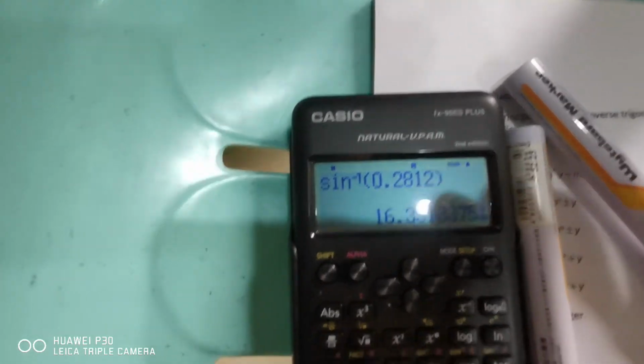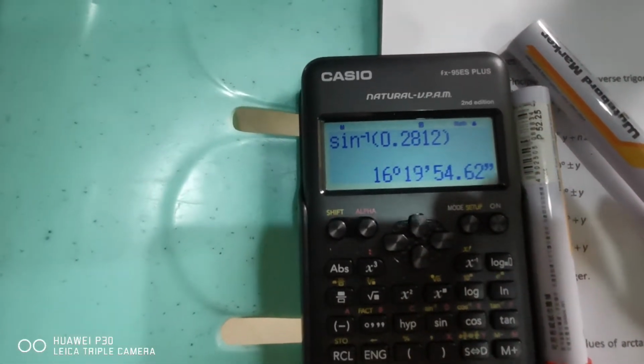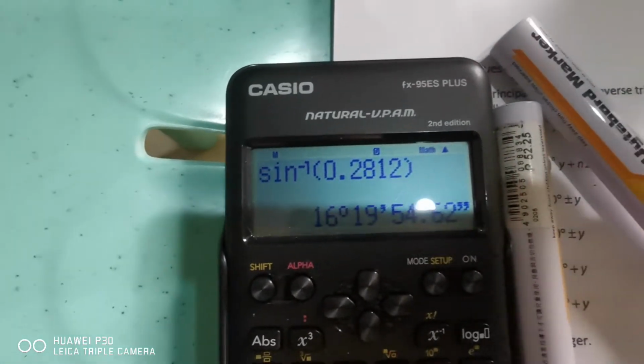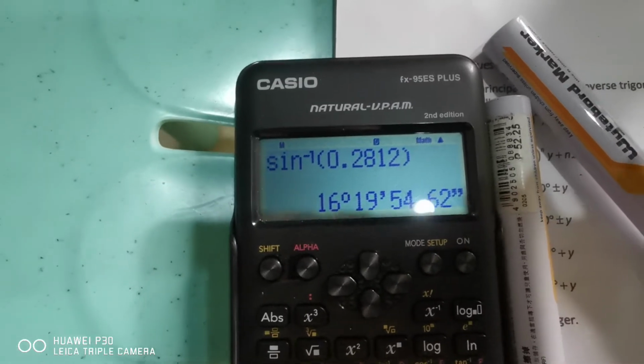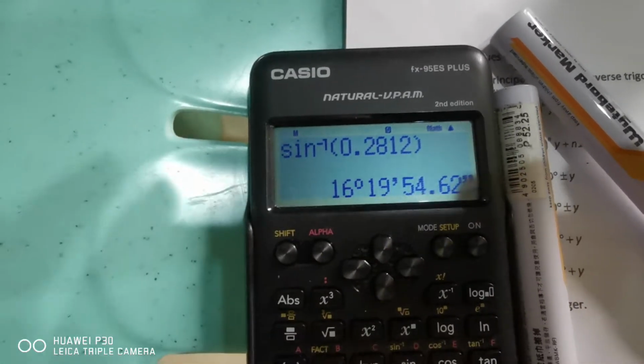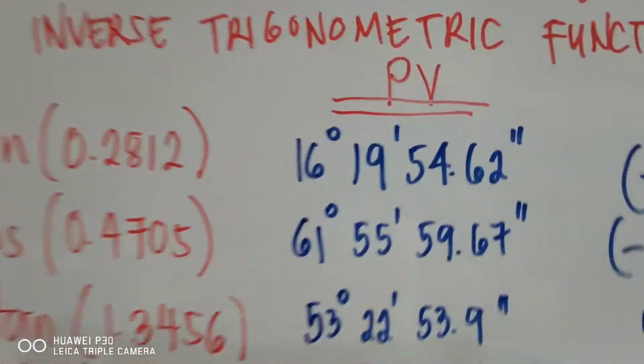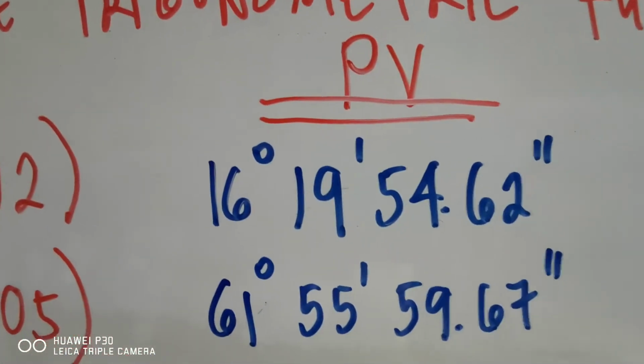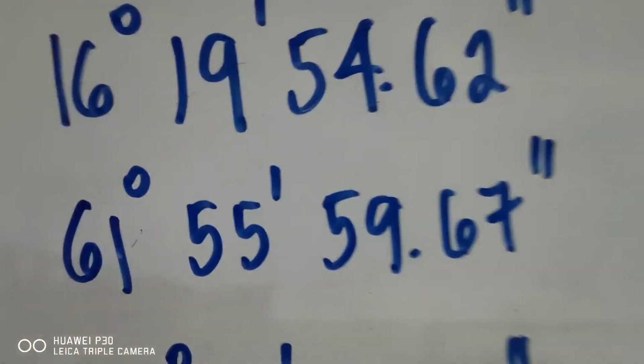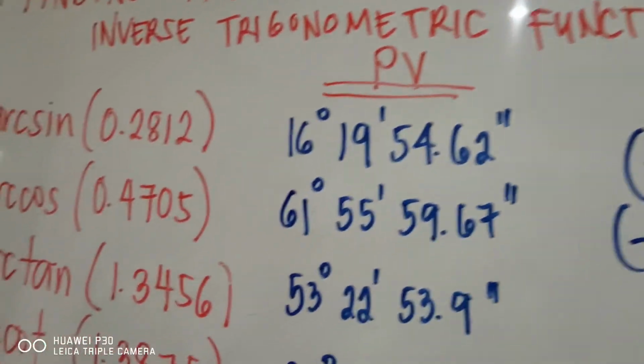Then press the degree, and you will obtain 16 degrees 19 minutes 54.62 seconds. So our principal value is 16 degrees 19 minutes 54.62 seconds.